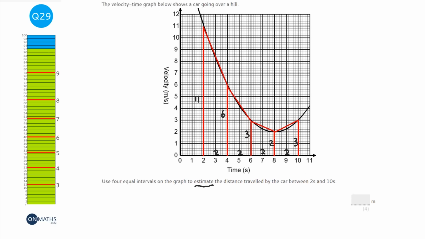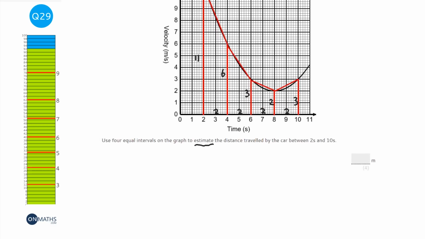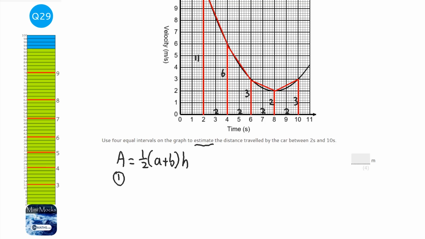Okay, so we need to remember how to work out the area of a trapezium. It's half a plus b h. Now this is quite misleading because h, using the trapezium rule, is actually the width of the trapezium. It's because the trapeziums are kind of on their side. So h is always going to be 2 for these. So what I would do is just number the trapeziums that I'm doing. So I'm going to do number 1.